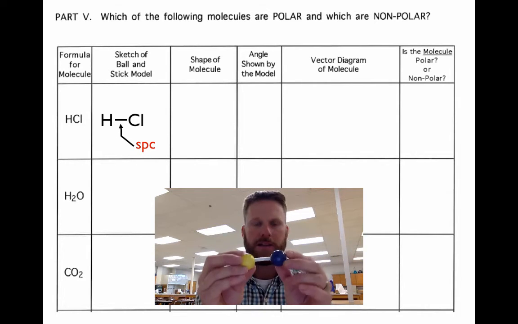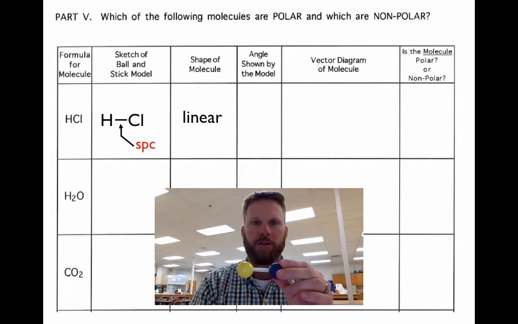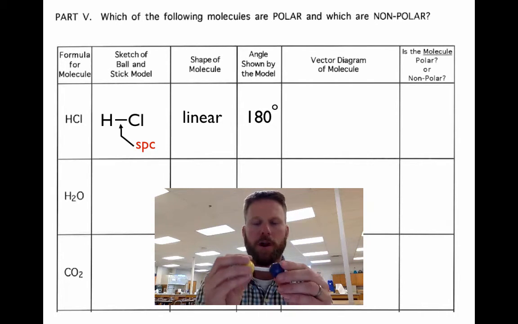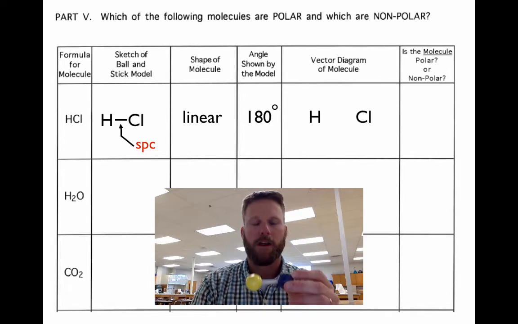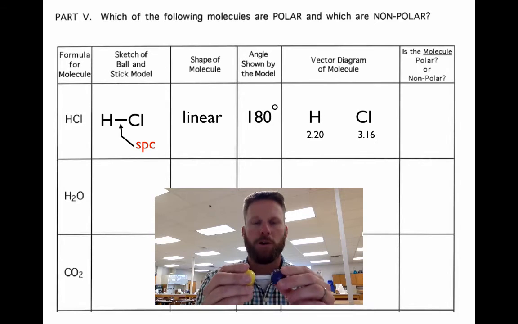It's also pretty easy to see that this is a linear molecule with bond angles of 180 degrees. Now what's harder to see is whether the molecule itself is polar. And for that, you need to understand the differences in electronegativities between the atoms. So how we're going to do that is actually use our periodic table to look up the electronegativity values. And for hydrogen, it's 2.2, and chlorine is 3.16.